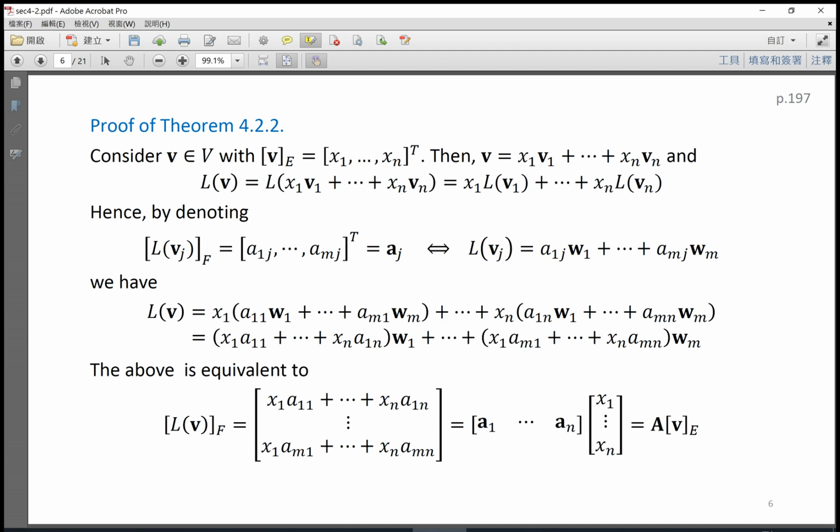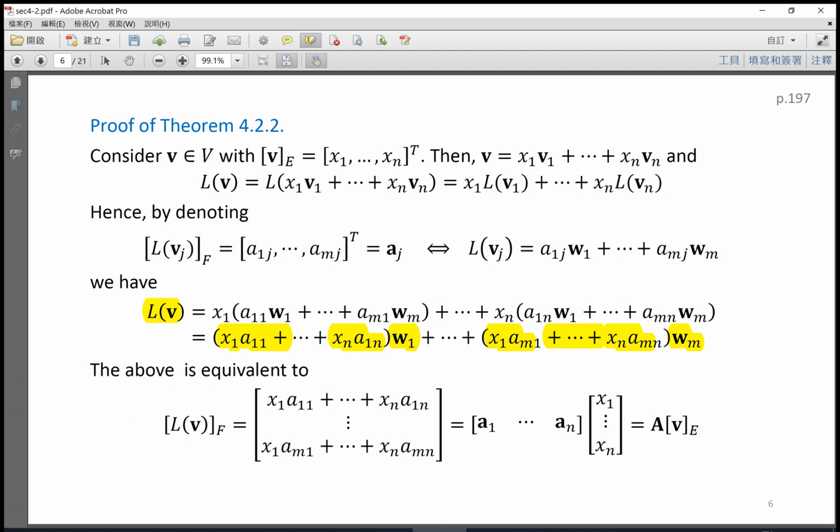Next, we substitute L of Vj into the above, and we obtain L of V equals x1 times parentheses a11 w1 plus up to am1 wm, plus up to xn times parentheses a1n w1 plus up to amn wm. After some arrangements, L of V can be written as the linear combination of w1, w2 up to wm, where the first coefficient is x1 a11 plus up to xn a1n, and the mth coefficient is x1 am1 plus up to xn amn.